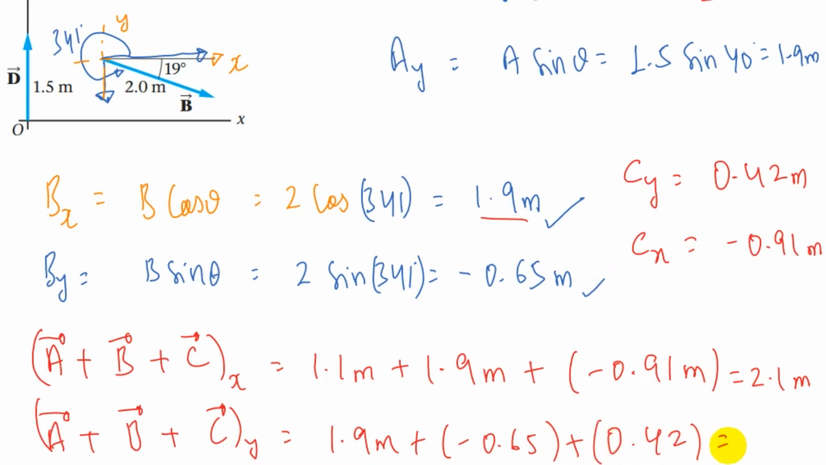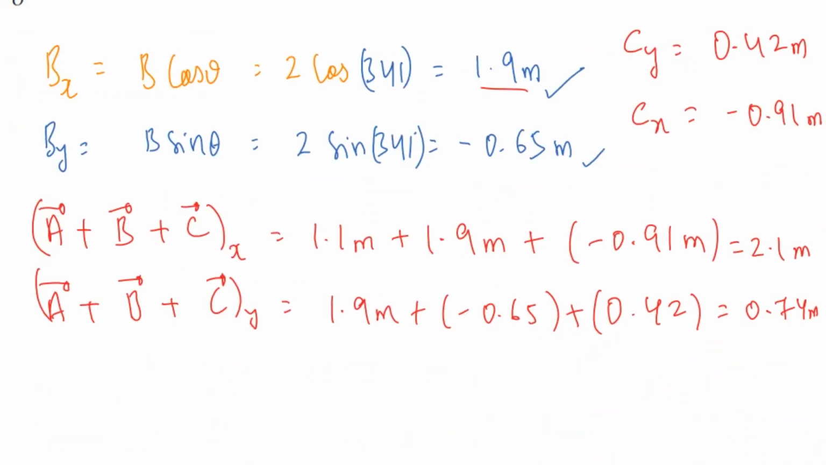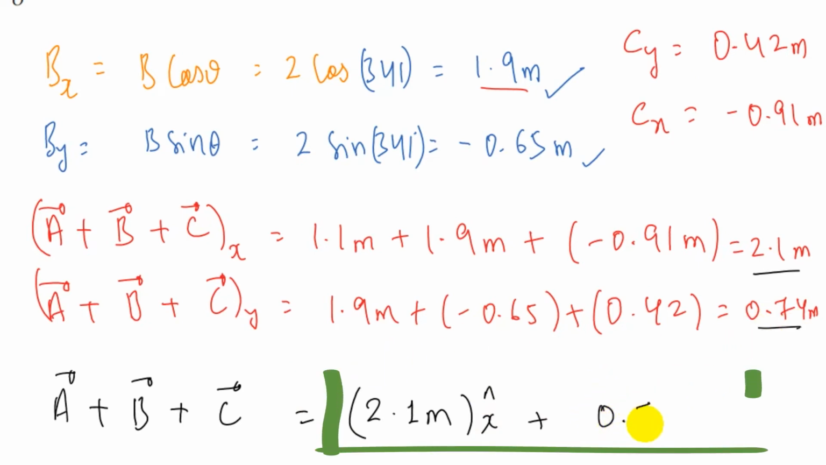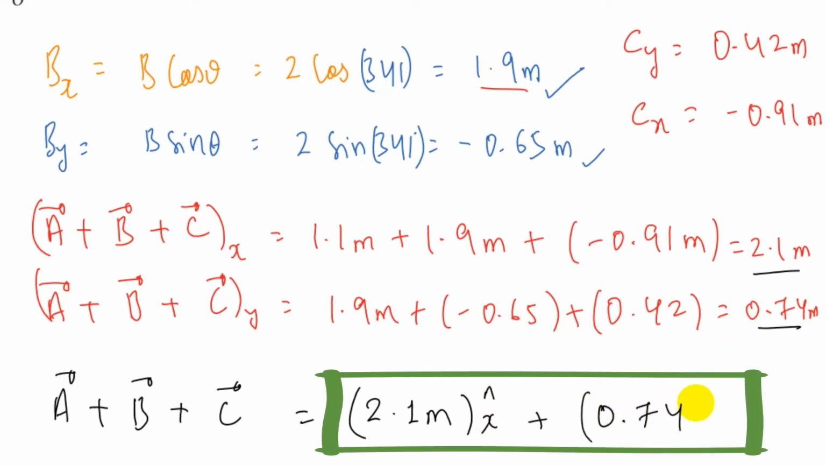So we'll get this value to be 0.74 meter. Now we can easily represent it in terms of its unit vector. So this is our vector A plus vector B plus vector C, which would be equal to the x component, we have this value 2.1 meter, so 2.1 meter x cap, plus the y component is this value, so 0.74 y cap. So this is all for this question.